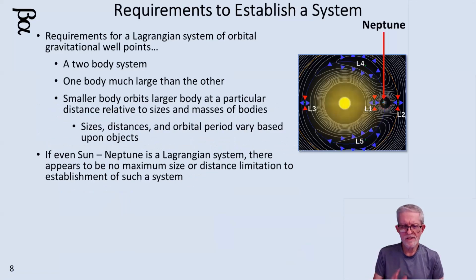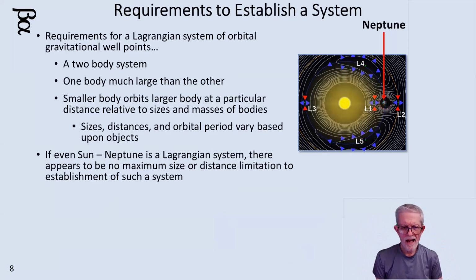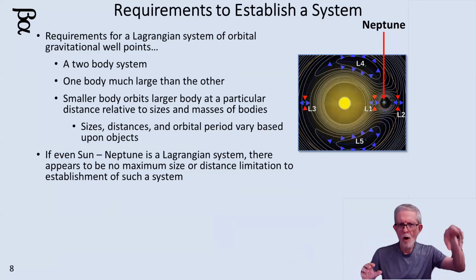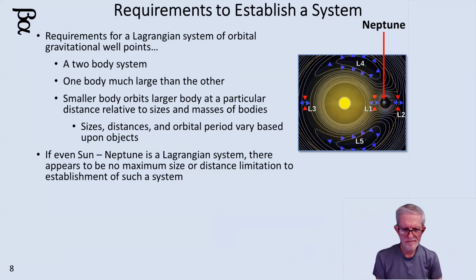The basic requirements of establishing a Lagrangian system is you need two bodies, one of them smaller than the other, and by a noticeable amount. They can't be about the same size. One's got to be noticeably smaller than the other. And the smaller body has to orbit the larger body at a certain distance relative to its size and mass. So you've got to be in the right spot with the right size body orbiting at the right rate in order to create these gravity well stability spots. And so depending upon the big thing and the small thing and how far away it is and how fast it's orbiting, you can have L spots.